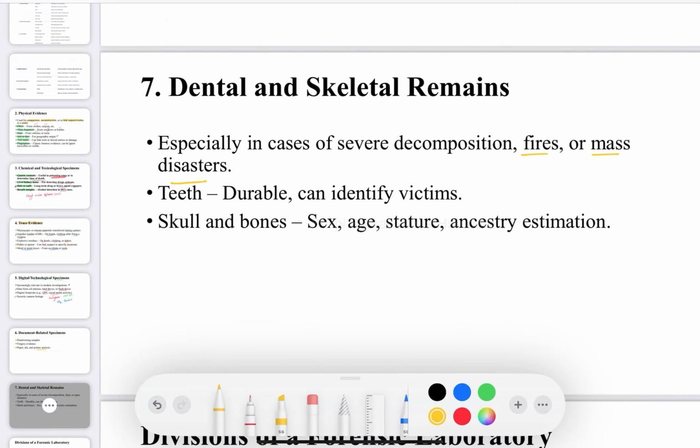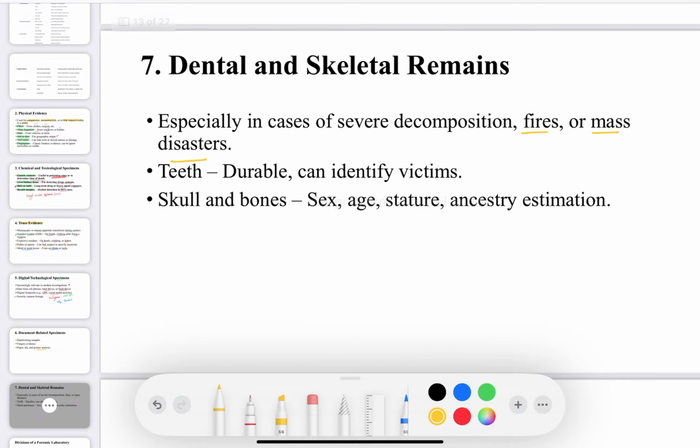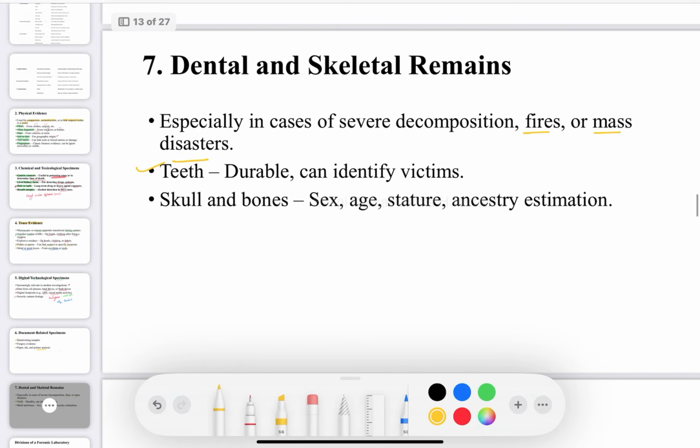So in these cases, what happens? The whole body can be decomposed, so we cannot find out the body, whether it is he or she. We cannot find out the body's age. So it is mainly helpful in finding out the age, the sex, and ancestry examination. Teeth are durable and can identify victims. Skull and bones can be helpful in finding out sex, age, stature, and ancestry estimation. Hope you have understood.